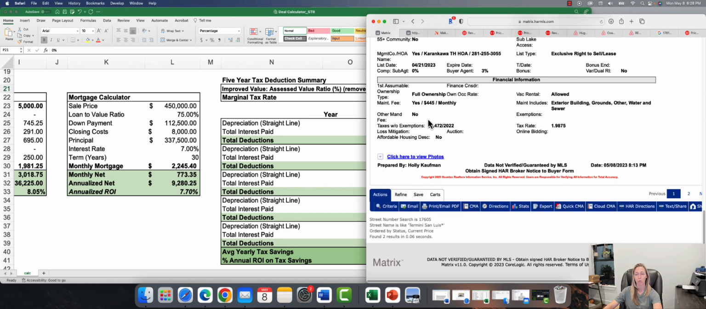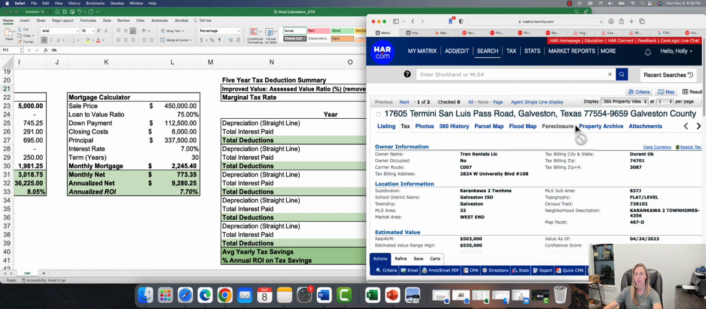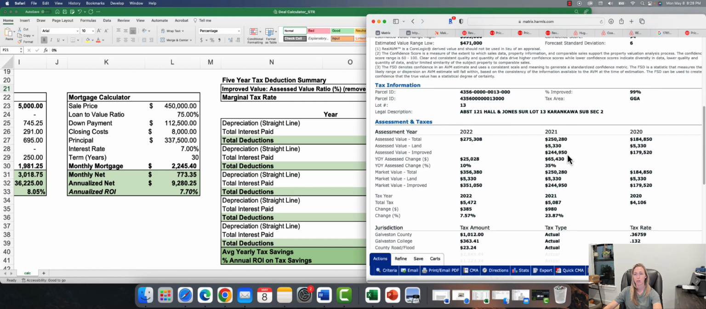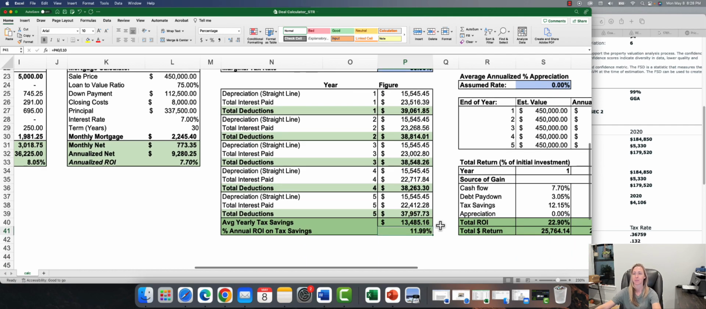So what you want to do, and I can get this number for you, is go to tax records, and the total value of the land is very little. So we could just say maybe like 5% here, or 95% of the improved value. So there you go. There's your depreciation the first year, total interest paid. There's your annual return on investment on tax savings, which is also to be considered.